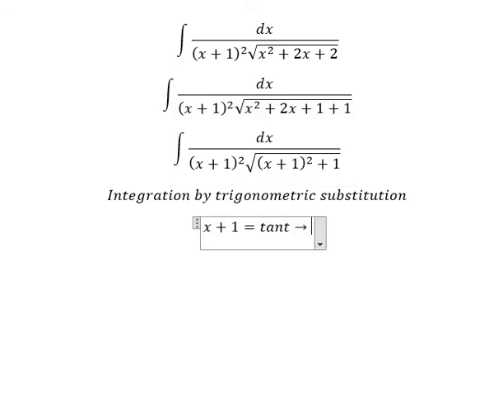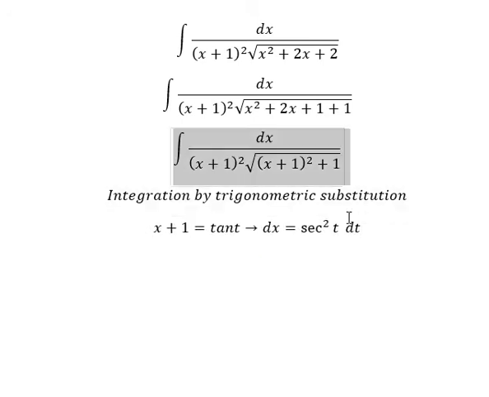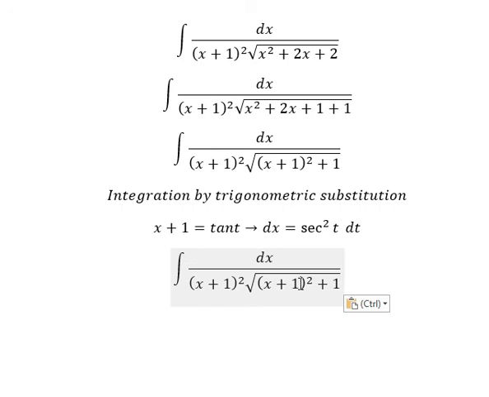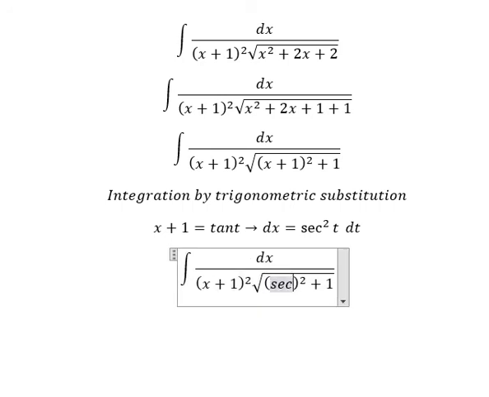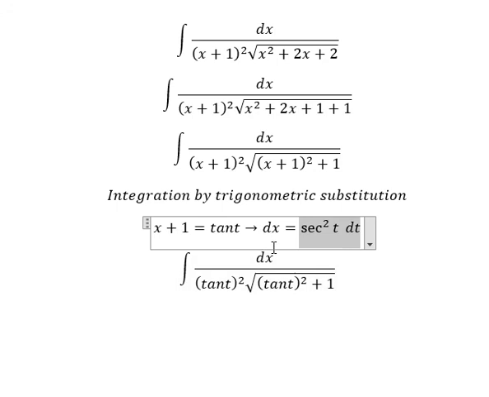So we do first the derivative for both sides. So this one we change for secant of t. This one we change for tan t. This one we change for tan t. Dx we change for secant of t square dt.